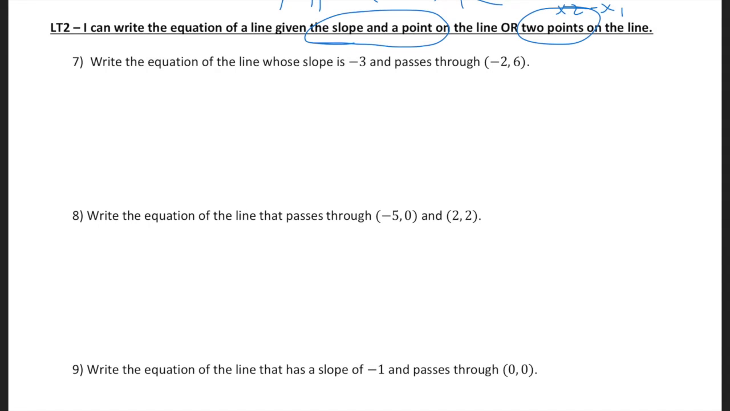Number 7, write the equation of the line whose slope is -3 and passes through the point. So I have a point and I have the slope, so I can go straight to the point slope formula.